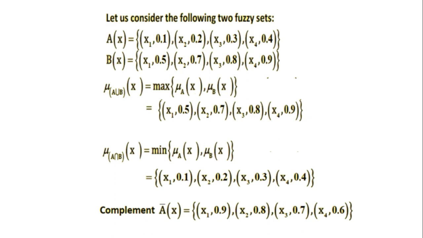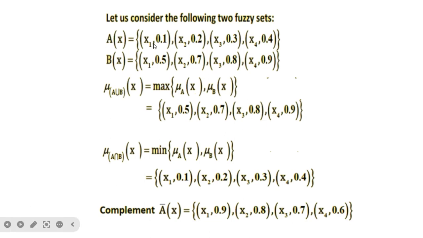Now these two fuzzy sets are given, that is 4 elements are there, x1, x2, x3, x4. When we take the union, we require to check the corresponding elements and their membership value. Here the membership value is 0.5, and as we are taking the union, we require to take the maximum. Then 0.7, compare 0.8 and 0.9. So all the elements of B will get into the A union B, because the membership value is more than the membership values of A of the corresponding elements.